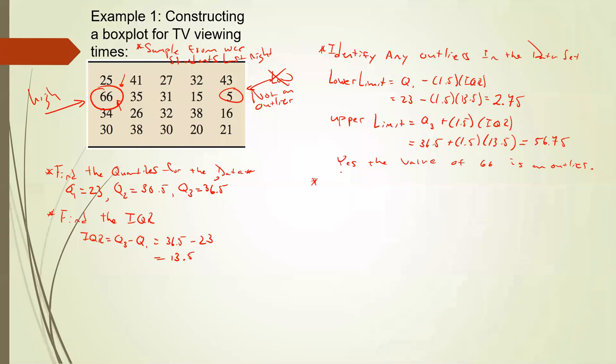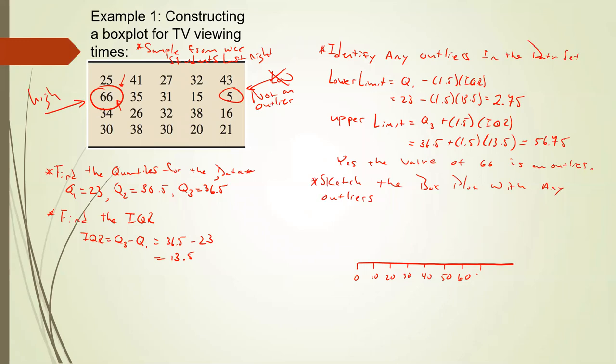Next, once we know that there's an outlier in our data set, let's sketch the box plot with any outliers. Because when you have an outlier in your data set, how you sketch it is a little bit different. All right, so our lowest value is 5 and our highest value is 66. So if I'm going to do this by hand, I'm going to set up a number line and start it here at 0 and go every 10. So 10, 20, 30, 40, 50, 60, and here's 70. I went a little bit too far, but I'll just go like that by tens.